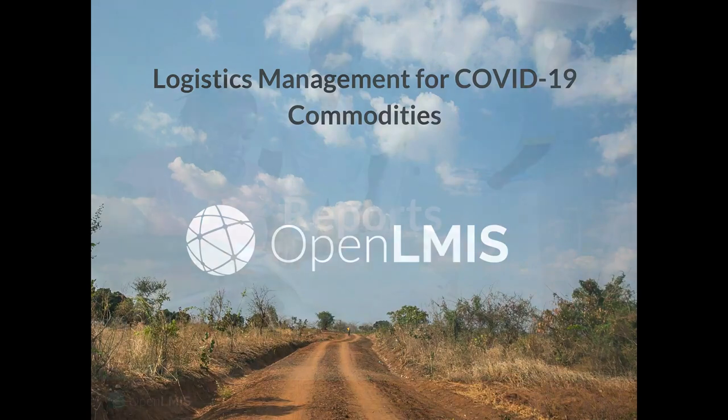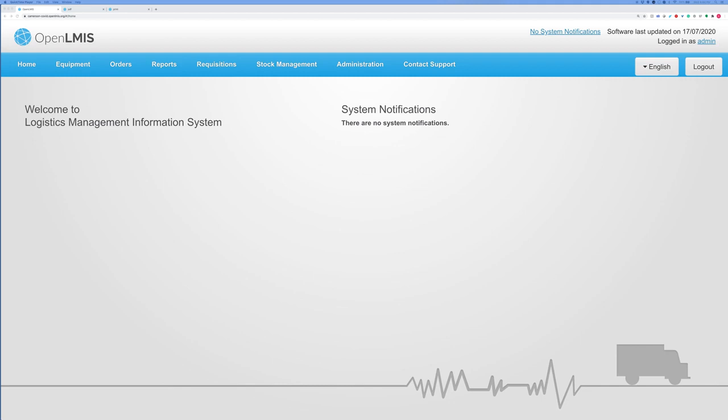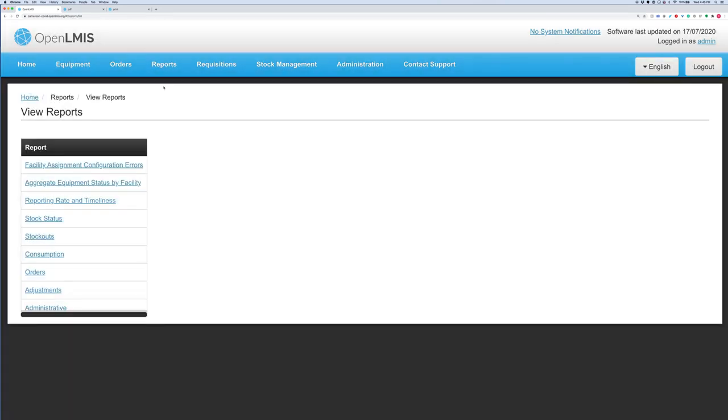In this demo, we'll review the reports available in OpenLMIS. From the home screen, click on the Reports menu item on the navigation bar, and then click View Reports. That will display the View Reports screen. There will be two types of reports available in OpenLMIS.